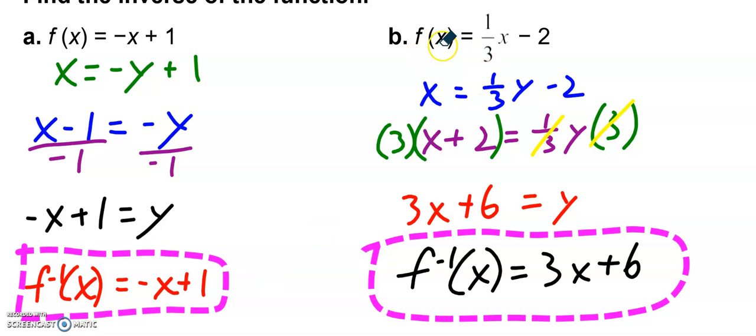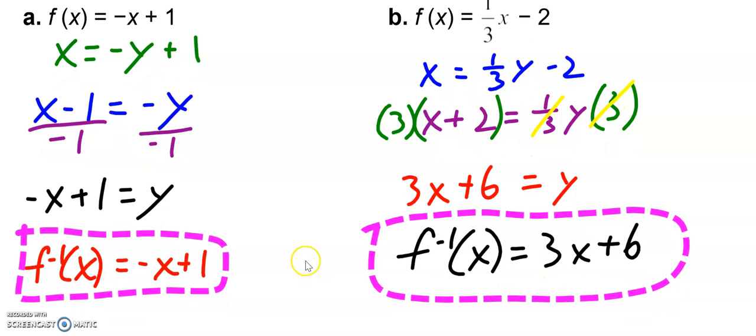Great. For b, first thing I did, switch the x and y. Then I added 2 to both sides, so I had x plus 2 equals 1/3 y. That was the purple. And then to get rid of the 1/3, I multiplied both sides by 3. So that's what I'm doing in the green here. Now I do have to remember to distribute that 3, so that's why I put parentheses around the x plus 2. So when I distribute the 3, I get 3x plus 6 equals y. So then f inverse of x equals 3x plus 6. Now you know how to find the inverse of a function.